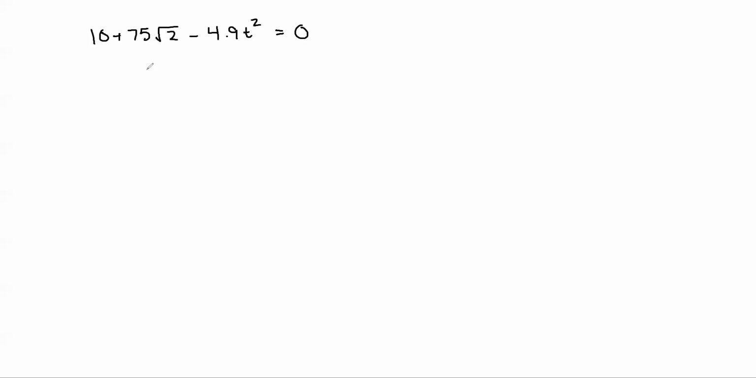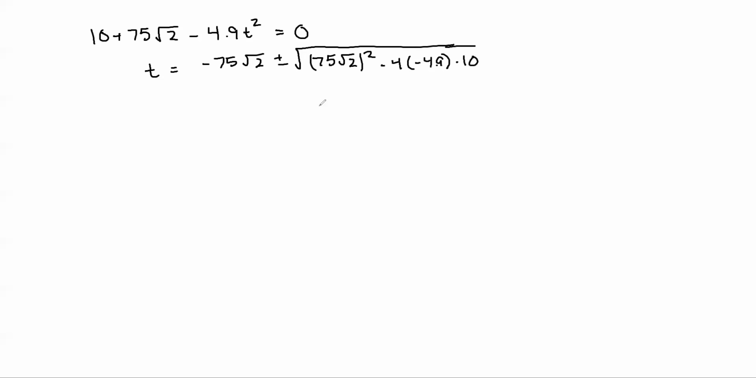You can go through and use the quadratic formula. We will get negative 75 root 2 plus or minus the square root of 75 root 2 squared minus 4 times negative 4.9 times 10, all over 2 times negative 4.9. If you plug that into a calculator, you're going to get two quantities. We're not interested in the negative value. Why not?